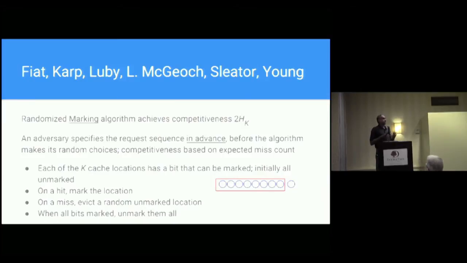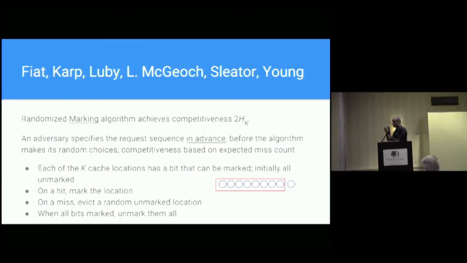So in addition to the cache locations, each location has associated with it a bit, a marking bit. All of these bits are initially 0, unmarked. Whenever there is a hit on a cache location, that bit gets set to 1, so there's a mark that's made there. And when there's a miss, in order to determine which item in the cache is evicted, you look at all the unmarked locations and evict one of them at random. And in this fashion, when all the bits in the cache get marked, you unmark them all over again, start all over again, and so the thing proceeds in rounds of marking and unmarking.